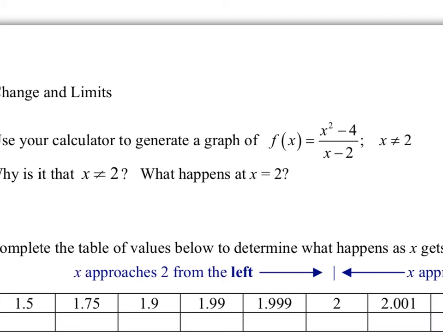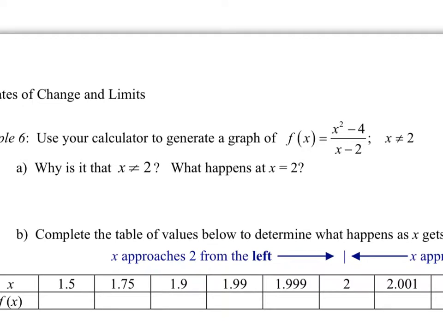Okay. So we got the graph. It kind of looked like a line, but that doesn't make entirely sense because we got the squared on top. So why is it that x cannot equal 2? If I look back at my function, why is it that x cannot equal 2?